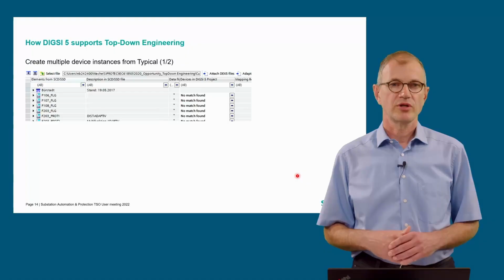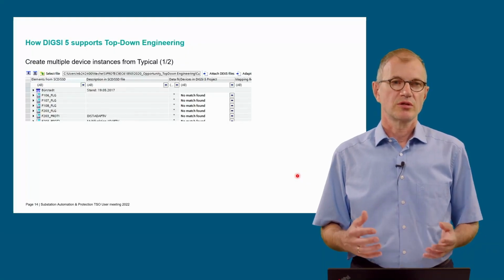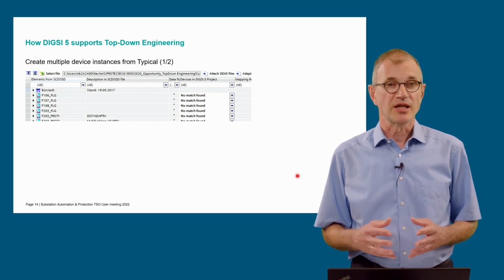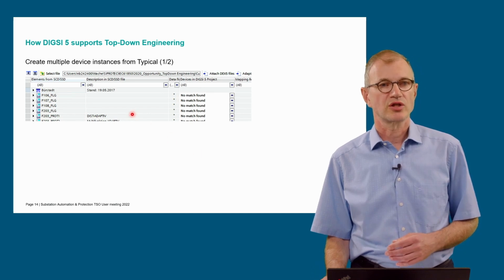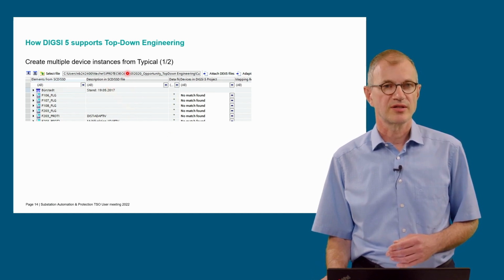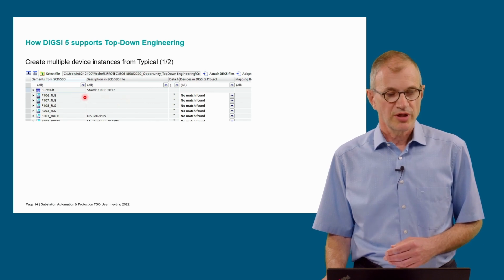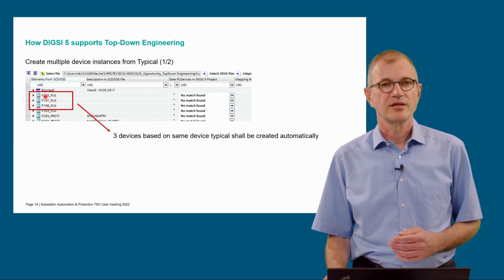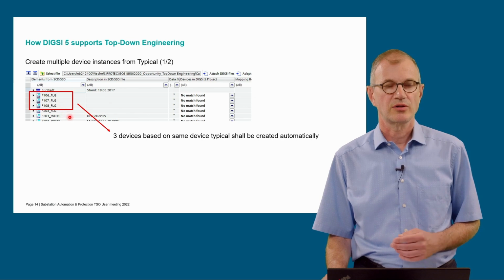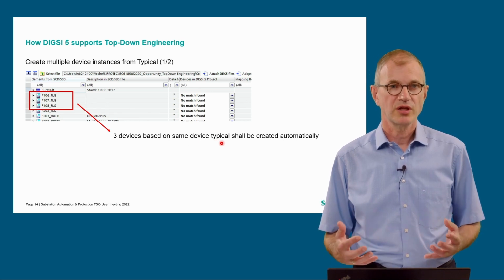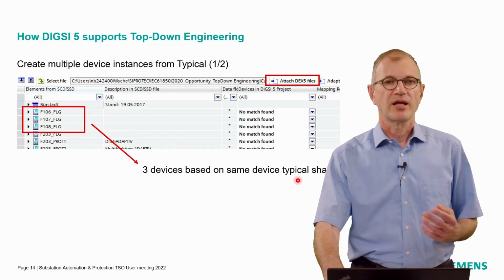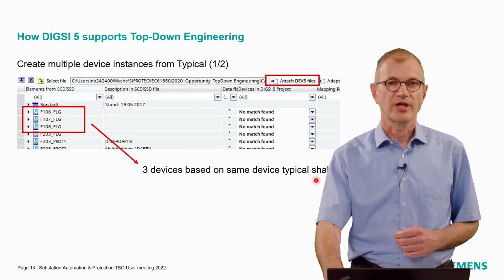Another very helpful feature, which we supply independent from this SSD import also but it's included here, is the creation of multiple device instances from typicals. So here in this example I can see that in the SSD 3 bays are requested which are based on the same typical. So I need 3 cProtect devices in my DIGSI project. Then I can use this functionality, attach DEX files.